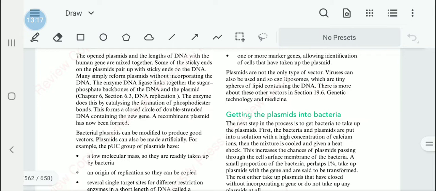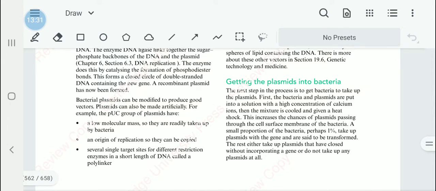Leave a line and write: plasmids can be modified to produce good vectors and also can be made artificially. The pUC group of plasmids, just write it as a name and remember it as a name.